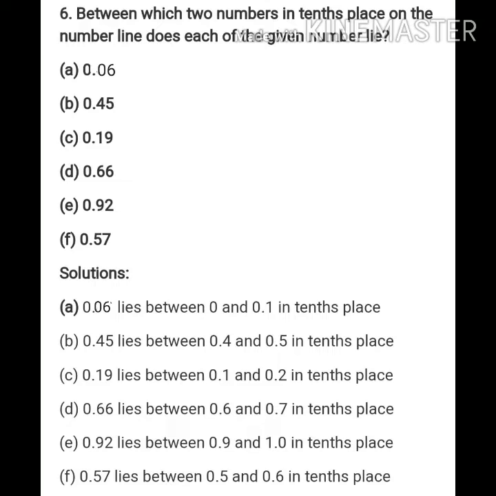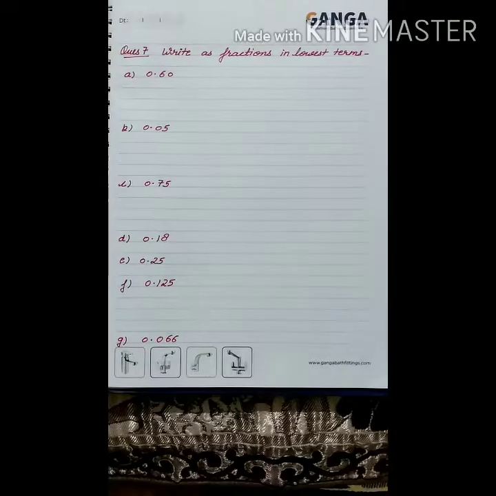C part, 0.19. Here the value of n according to the 10th place is 1. So n plus 1 is equal to 2. Therefore 0.19 lies between 0.1 and 0.2 in the 10th place. E part, 0.92. Here the value of n at the 10th place is 9. Therefore n plus 1 is equal to 10. But at the 10th place it becomes 1.0. Therefore 0.92 lies between 0.9 and 1.0 in the 10th place. Children, D and F part is your homework. Try to understand.